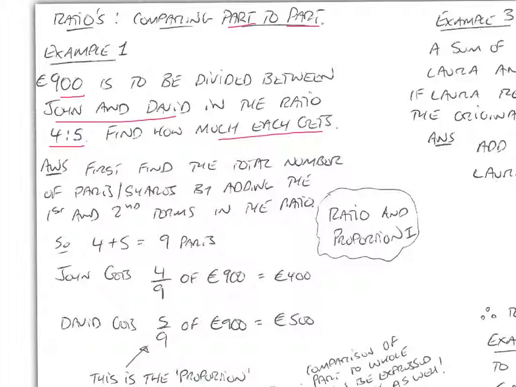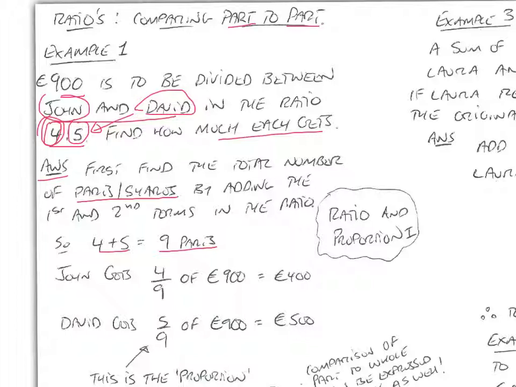So €900 is going to be divided into two parts, and those parts are represented by the ratio 4:5. The way we answer this type of question is we find the total number of parts or shares, and we do that by adding the first and the second term. So 4 plus 5 gives us 9 parts or shares, and John will get 4 parts of the 9 parts, and David will get 5 parts of the 9 parts.